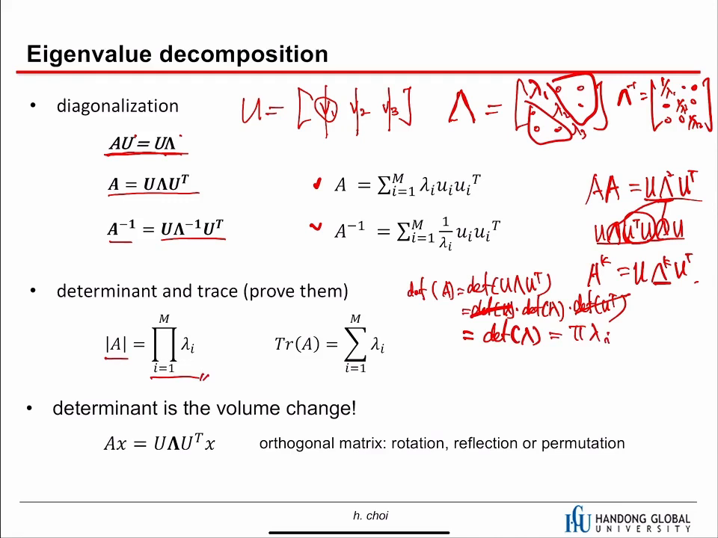So once we have an eigen decomposition, then the determinant of the matrix is really simple. Just multiply all the eigenvalues. And the trace of A is also simple. Trace A.